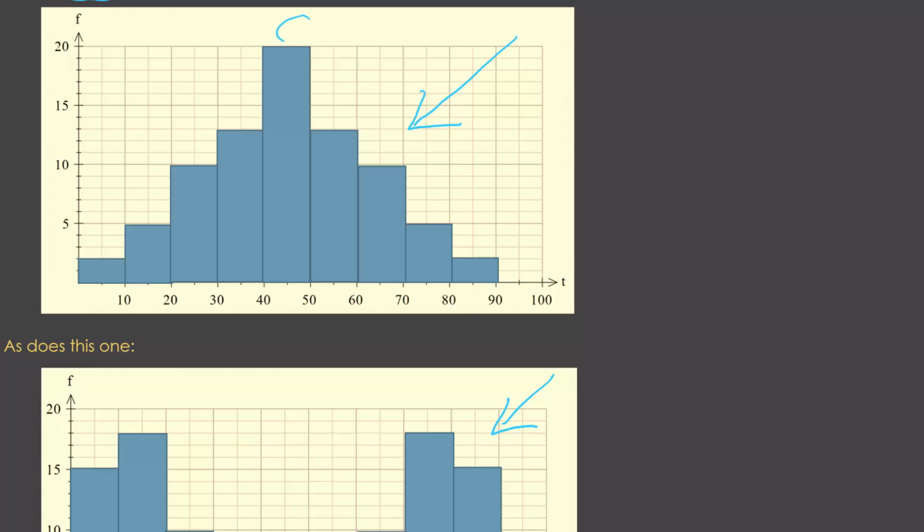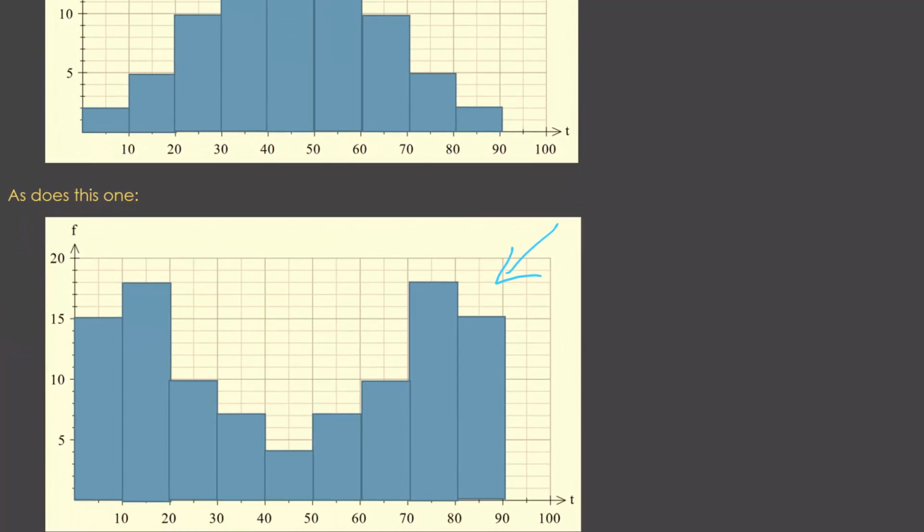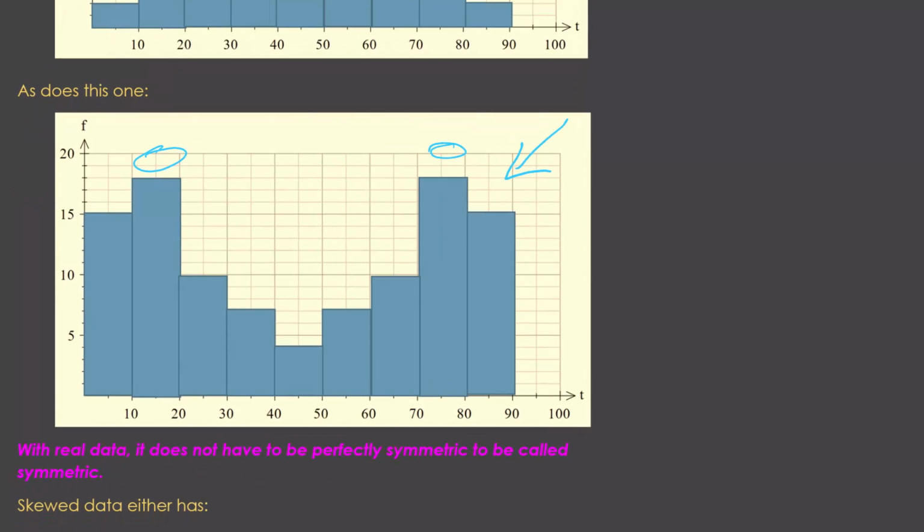With the first one, we certainly have a peak right in the middle, whereas with the second one, we have two peaks which are more towards the outside of the data. With real data, it does not have to be perfectly symmetric to be called symmetric, but in any sort of question that you get, it will be very, very close to symmetric.